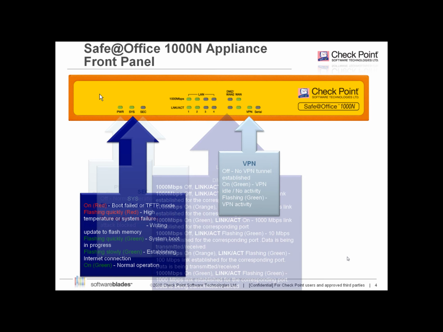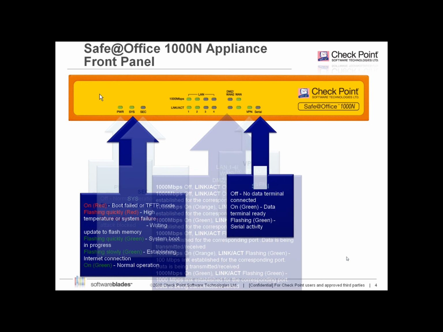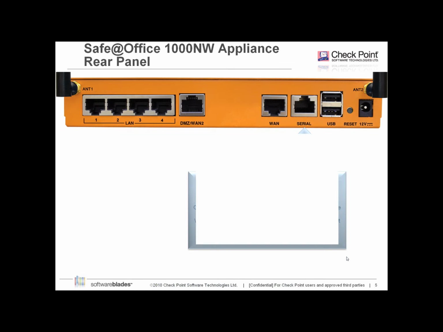VPN, if it's flashing, means there's VPN traffic. If it's on, there's VPN connectivity. If it's off, no VPN at all. And serial, of course, when it's on, there's a serial connection, and when it's flashing, there is data transfer.